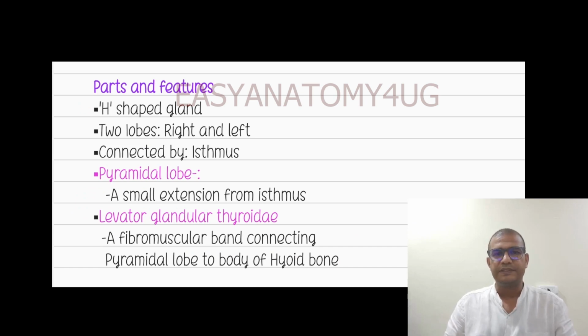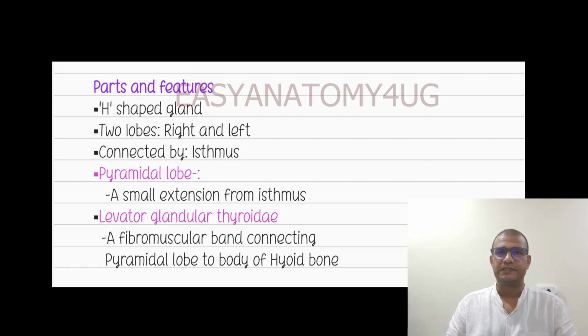About the parts and features, it is an H-shaped gland or butterfly-shaped gland. It has two lobes, right and left lobe. These are called lateral lobes, which are connected by a middle isthmus. And sometimes there is a pyramidal lobe. It may arise from the isthmus.